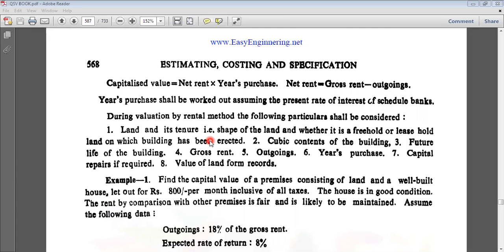So at the time of valuation, we have to consider the land and its tenure, that is the shape of the land, the tenure period, then the cubical contents of the building, that is its dimensions, basically length, width and depth or height, whatever is applicable. Then the future life of the building, gross rent, outgoings, years purchase, capital repairs and value of land from the records. If you want to see one example, they have mentioned it over here.